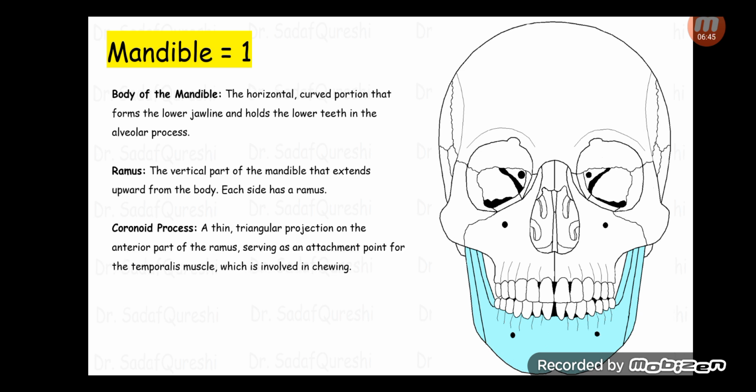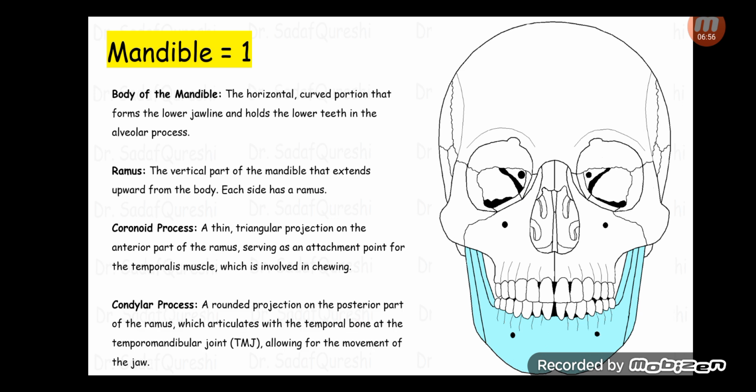Then it also has a coronoid process, that is a thin irregular projection on the anterior part of ramus that serves as attachment point for temporalis muscle, which is involved in chewing. Then it also has a condylar process, that is a rounded projection on the posterior part of ramus which articulates with the temporal bone at temporomandibular joint, allowing for the movement of the jaw.